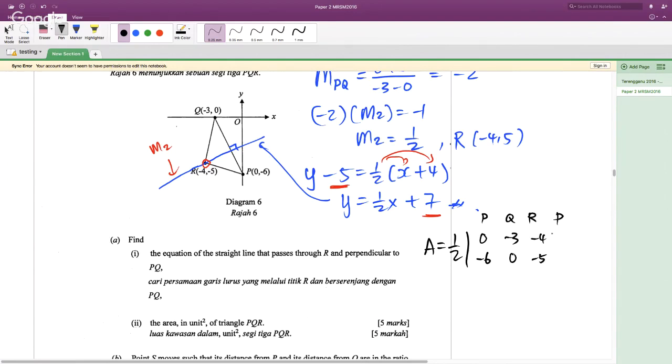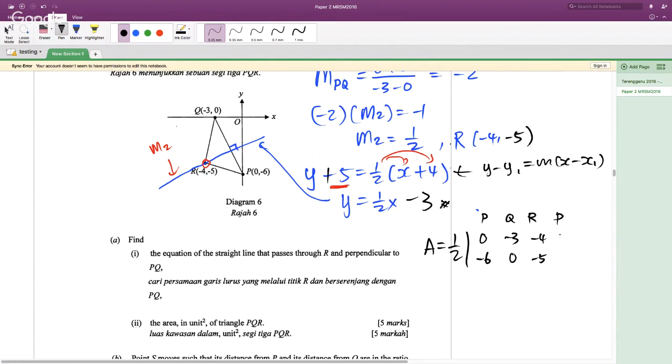Oh, R is negative 5. What am I doing? I got it wrong, so this one is plus 5. Yeah, thanks for that. Is it negative 5? Yeah, it should be negative 5 because I see a plus 5. You should know this is substituted into this formula, because some students are blur and do not know how I get this equation. This is the formula to use to find the equation.